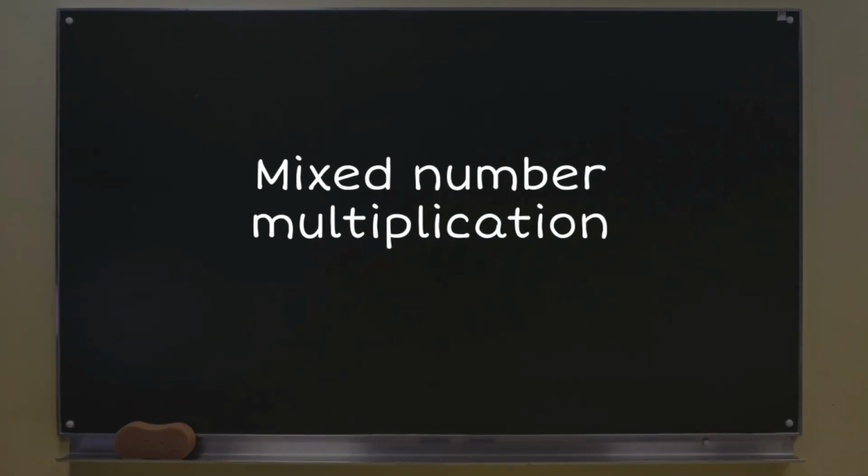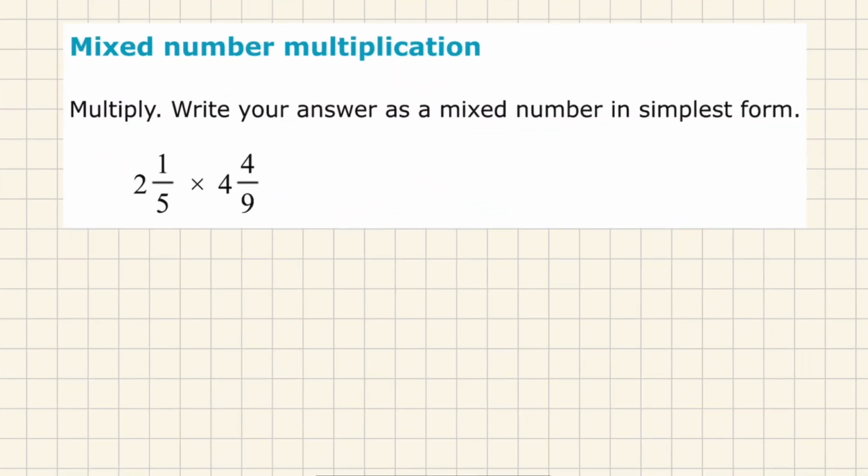Mixed number multiplication. We're asked to multiply these two mixed numbers and to write our answer as a mixed number in simplest form. To multiply mixed numbers, our first step will always be to turn those mixed numbers into improper fractions. So rewriting each of these as an improper fraction, I would start by multiplying the 2 and the 5 to get 10, and then adding the 1 gives me my numerator, 11, and the denominator would stay the same, 5.